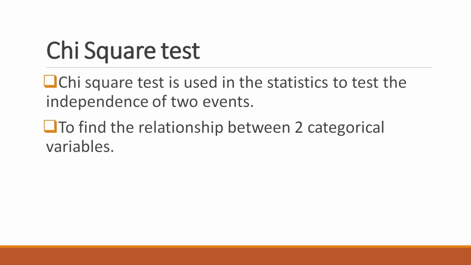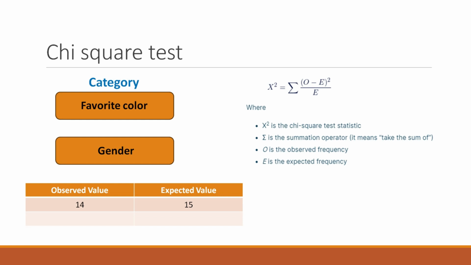Categorical means variables which represent characteristics like gender, marital status, education level, eye color, etc. Suppose you have two categories like favorite color and gender, and you want to know if there is any connection between them, then you can use this chi-square test. This test helps you find whether there is any correlation between these two variables or not.